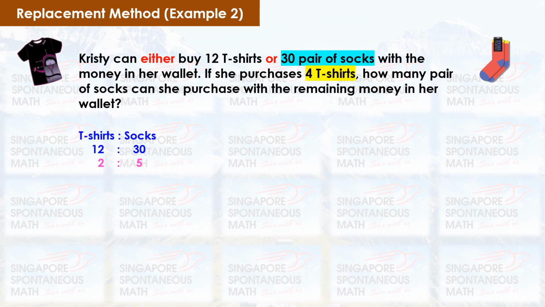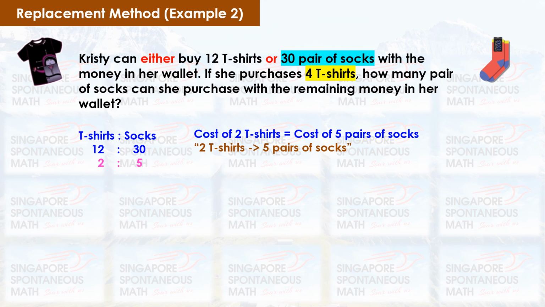Instead of 12 t-shirts, she can buy 30 pairs of socks with the money in her wallet. Reduce this ratio to its simplest form. Hence, for every 2 t-shirts, Christy can actually buy 5 pairs of socks with the same amount of money. Cost of 2 t-shirts equals cost of 5 pairs of socks.